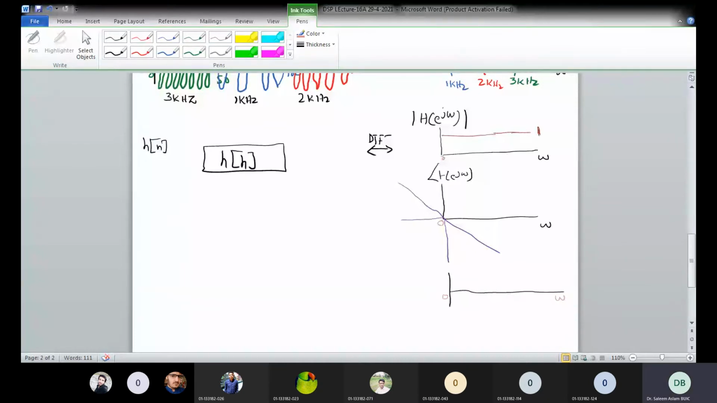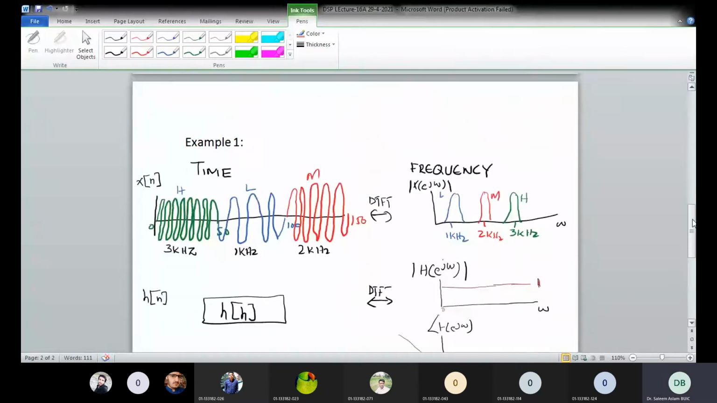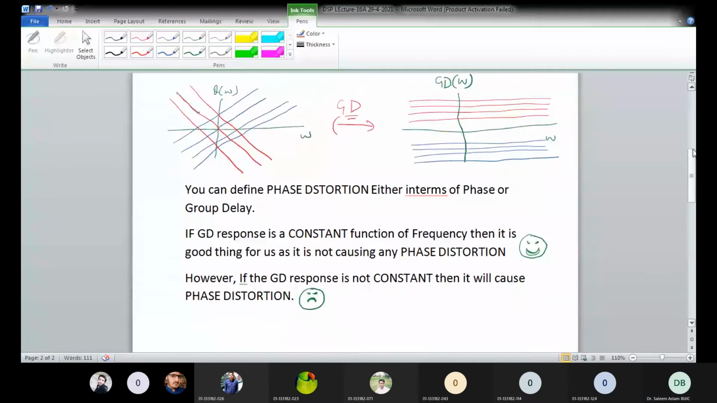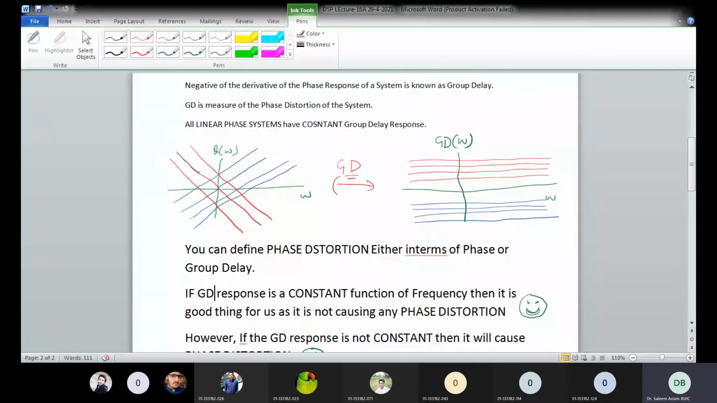We just define it. अभी हम डिफाइन करके आए हैं कि अगर हमारे पास डिक्रीजिंग रेड पैटर्न होगा तो अगर ये 0 में से पास करेगा तो we have a constant response, group delay response.